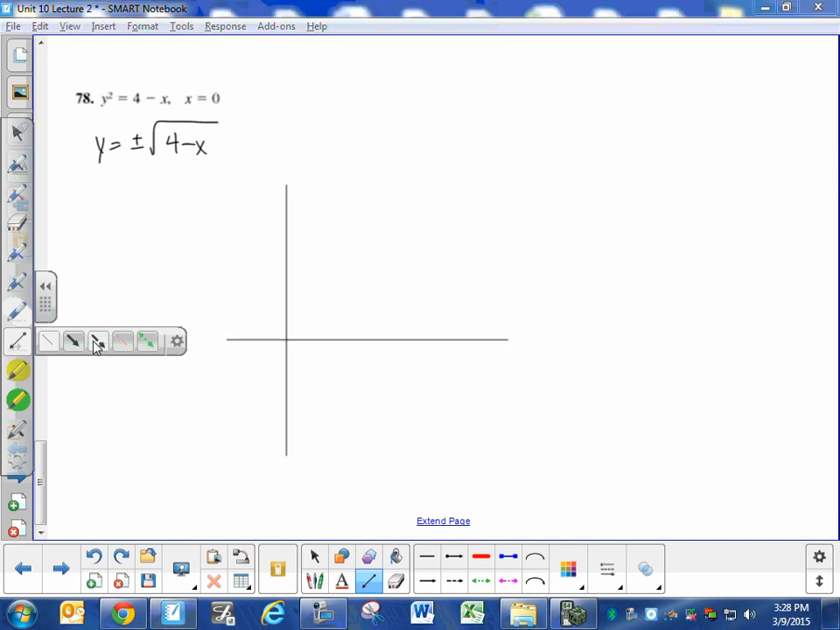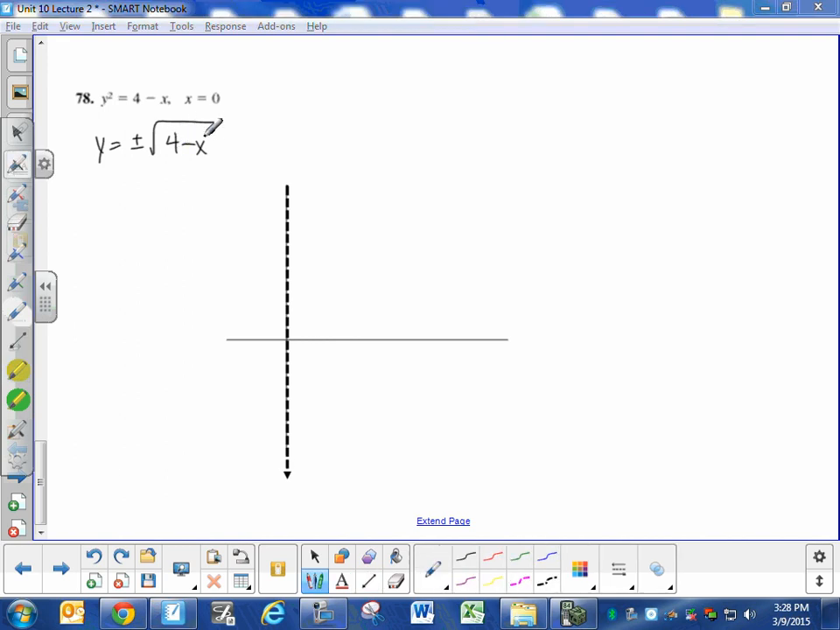So we got x equals 0, that's this line here. And I got 4 minus x. So if I think about plugging in 0, I get the square root of 4, which is 2. I can plot that. And negative 2, since it's plus or minus. If I plug in 3, I get the square root of 1 and negative 1. If I plug in 4, I'll get 0 and 0, giving me the graph of y squared equals 4 minus x.